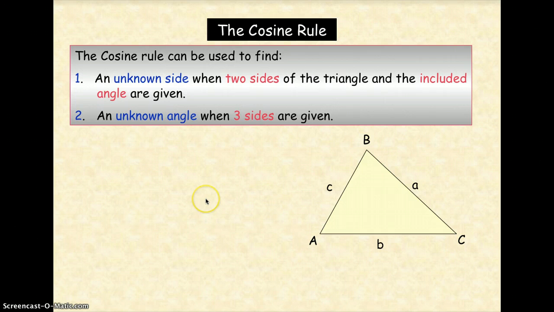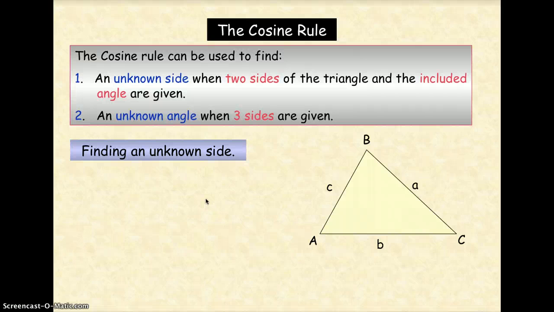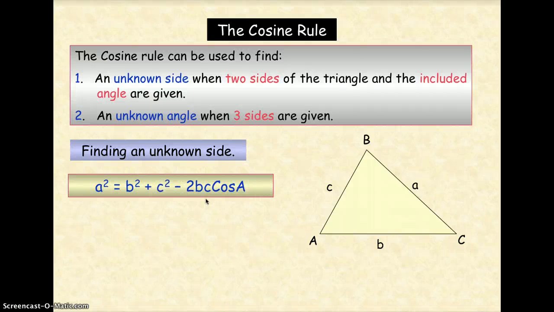Now I'm going to give you the cosine rule. When you are finding an unknown side, a squared is equal to b squared plus c squared minus 2 times b times c times cosine A. Now what I would like you to take a look at is this triangle. You already learned how to label your triangles properly.